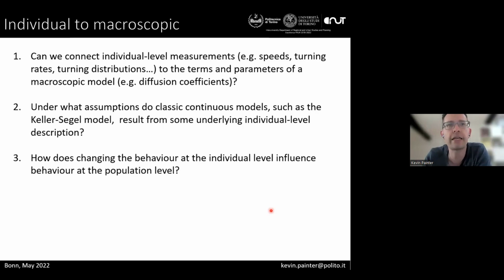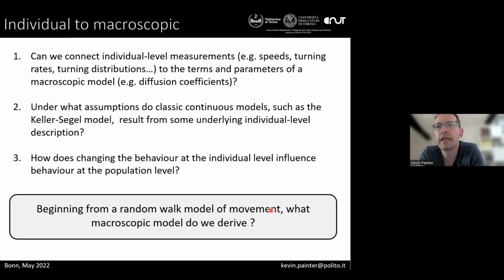And all of these come around the central question: if we begin with a random walk type model of movement, what sort of macroscopic model are we going to derive? And that's the central question.